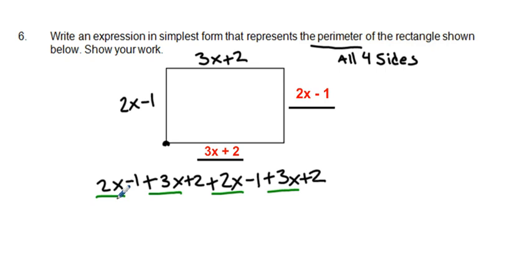I had positive 2x, positive 3x, positive 2x, positive 3x. So 2 plus 3 gives me 5, plus 2 gives me 7, plus 3 gives me 10. So I have 10 x's all together. Now I'm going to look at my constants. And I'm just going to box them in so they really stand out so I don't miss any of them.